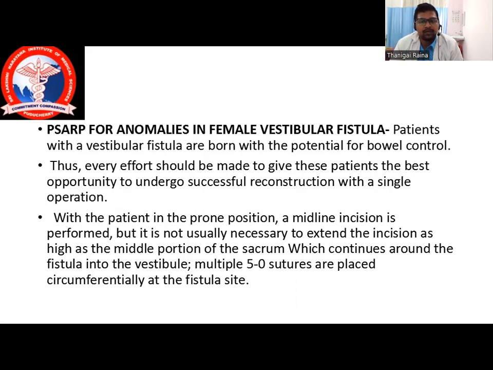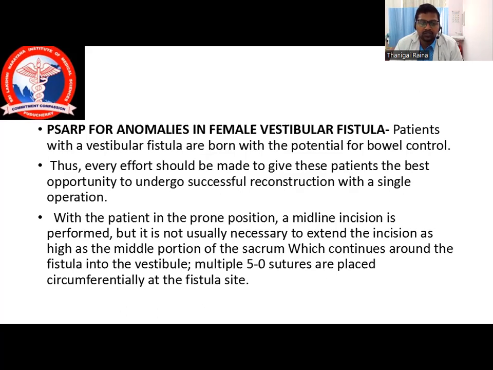So coming to the females. Patients with vestibular fistula are born with potential bowel control. Thus every effort should be made to give this patient the best opportunity to undergo successful reconstruction with a single operation. With the patient in the prone position, a midline incision is performed, but it is not usually necessary to extend the incision as high as the middle portion of the sacrum. It continues around the fistula in the vestibule.